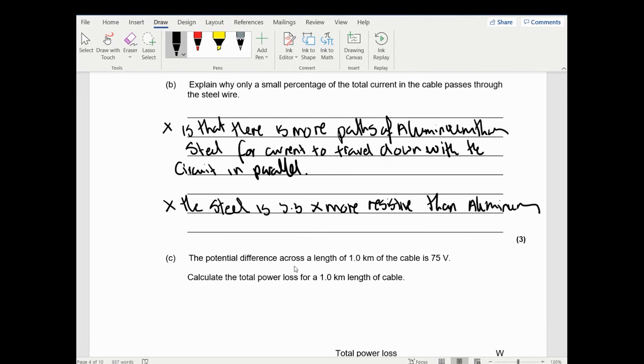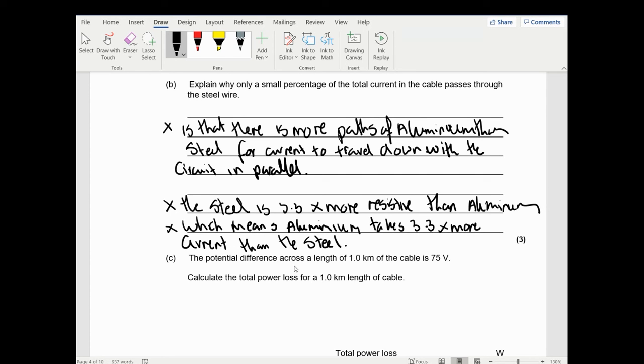Which means the aluminium takes 3.3 times more current than the steel. So the steel being more resistive means that the aluminium will take more current. The first mark is mentioning that there is genuinely more aluminium than steel, and the second and third marks are for realizing that because the steel is more resistive, more current will go down the aluminium instead, because of V equals IR. Okay, so this is all to do with V equals IR.